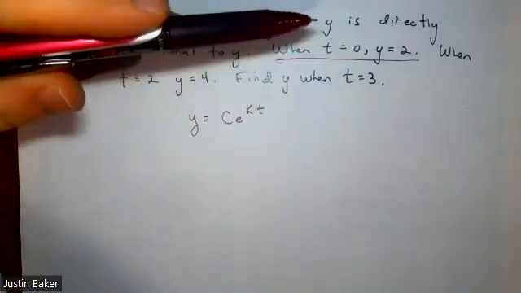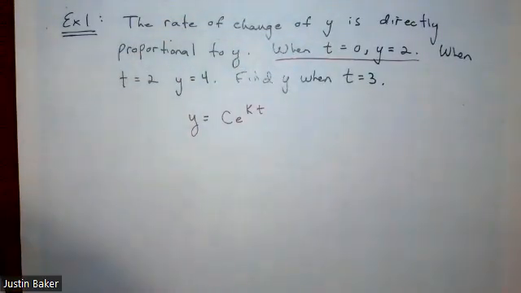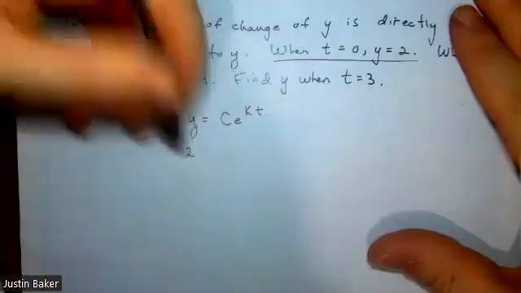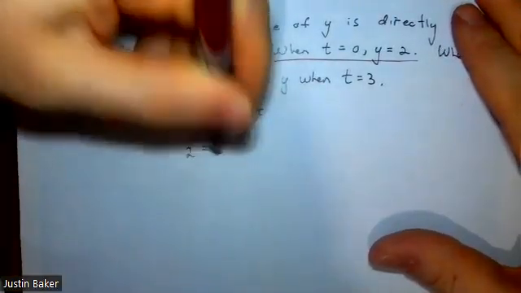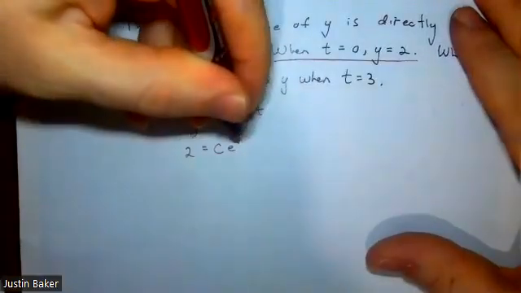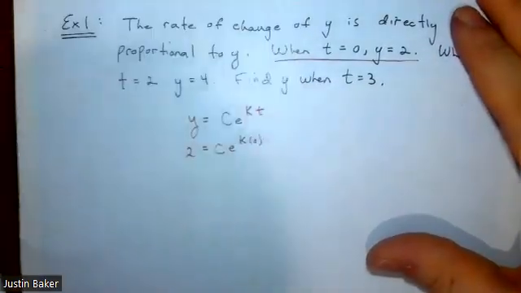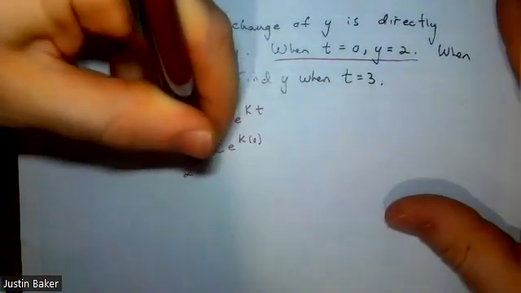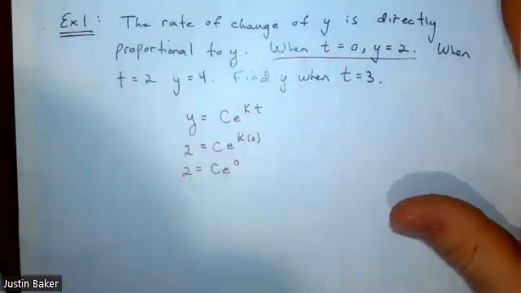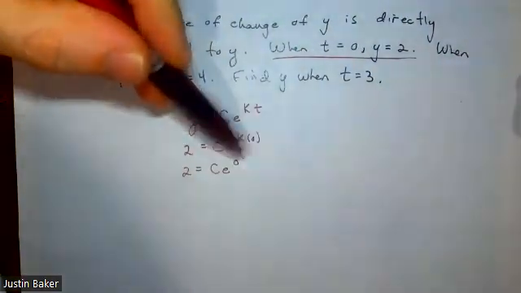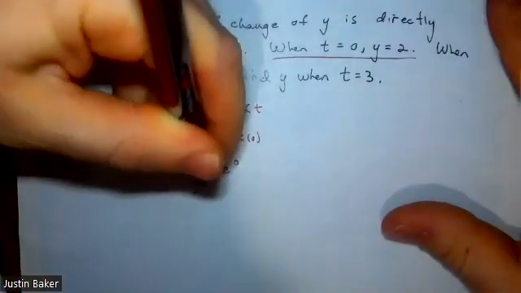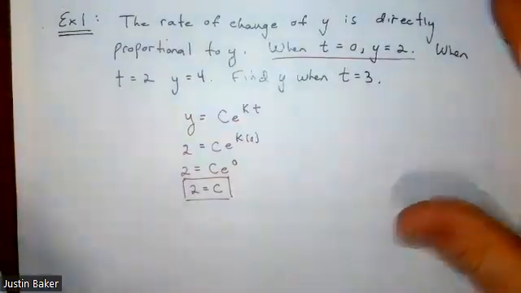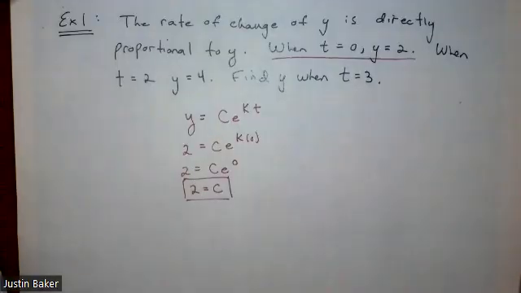When t equals 0, y equals 2. Let's work with that. When t equals 0, y is 2. So if y is 2, that's going to be C e to the k times 0. Okay, so this is really C e to the 0, and e to the 0 is equal to 1. So that tells us that C is equal to 2. Okay, so that's a good start.